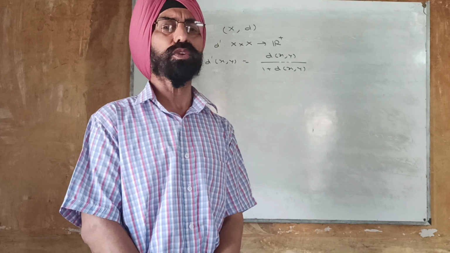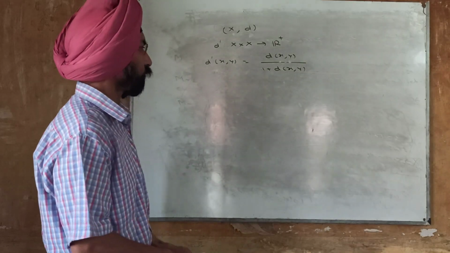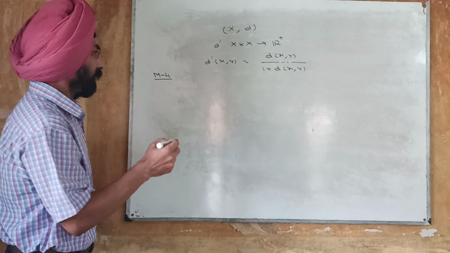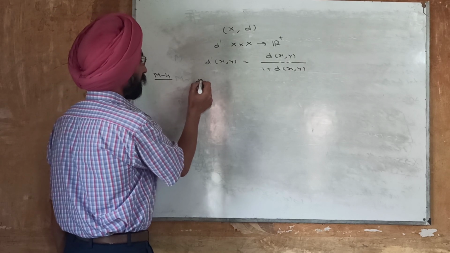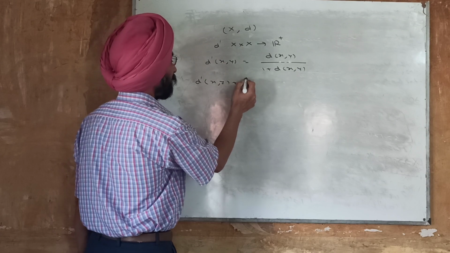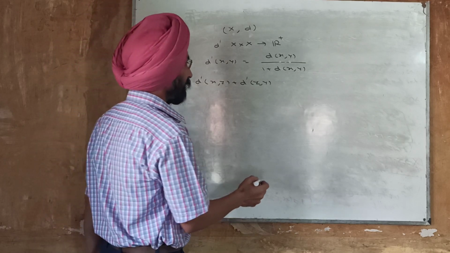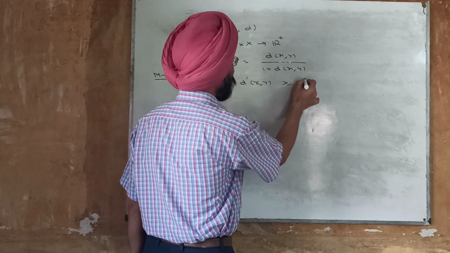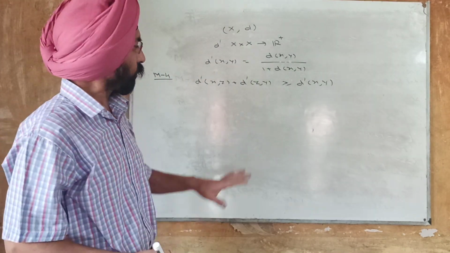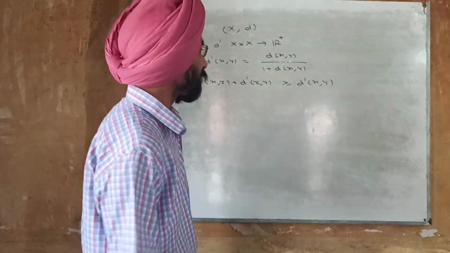The main one is the 4th property, on which we will concentrate. How to prove the 4th property, that means M4. Now d dash of xz plus d dash of zy, I want to prove that this is greater than or equal to d dash of xy. That is what I want to prove. So I will start from this side and I will show that this is greater than or equal to d dash xy.